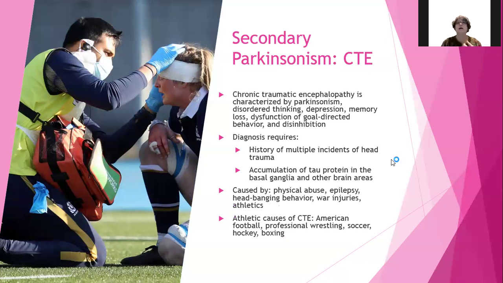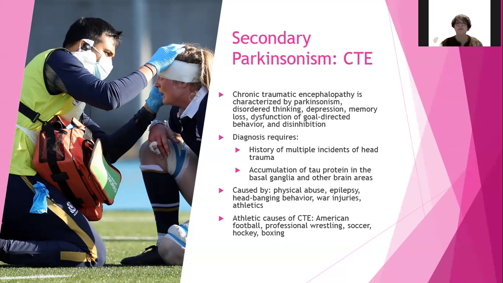Chronic traumatic encephalopathy can cause secondary Parkinsonism, and it also involves disordered thinking, depression, memory loss, and dysfunction of goal-directed behavior and disinhibition. So usually, when they diagnose it, there's a history of multiple incidents of head trauma and accumulations of tau protein in the basal ganglia and other brain areas.